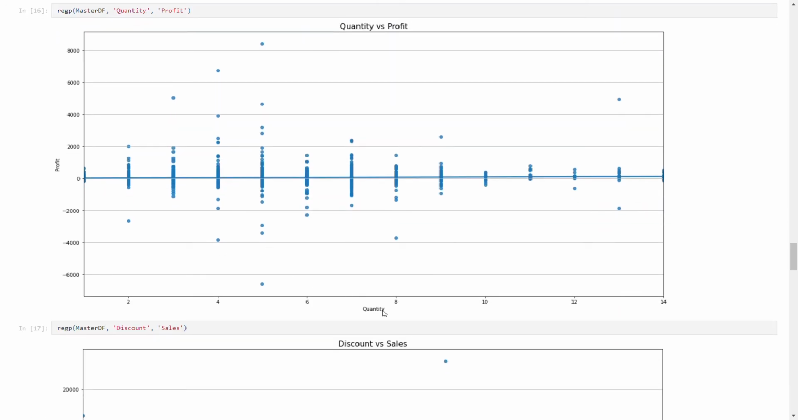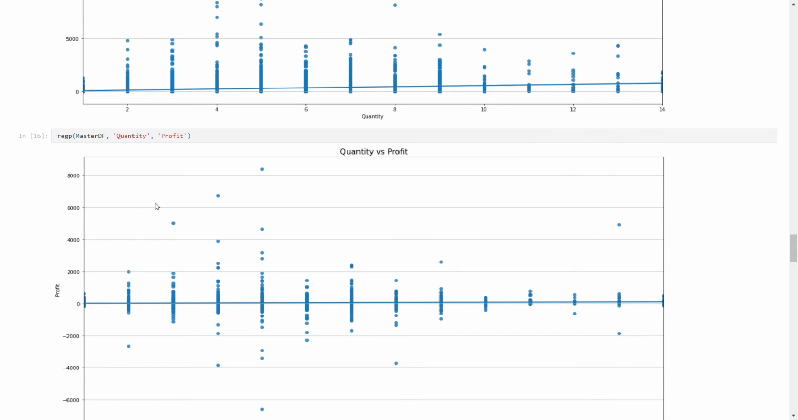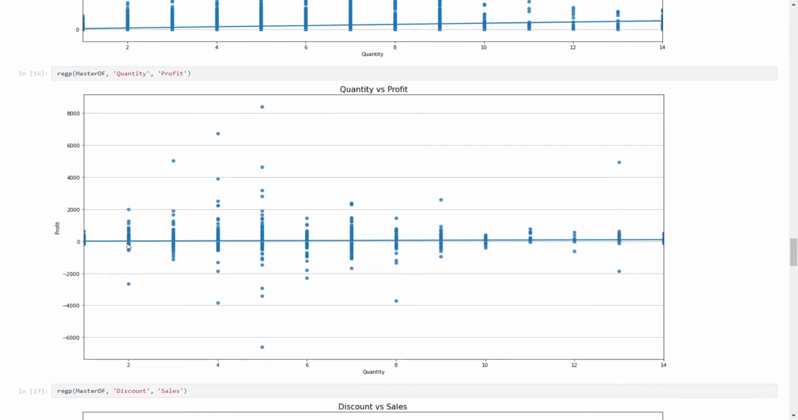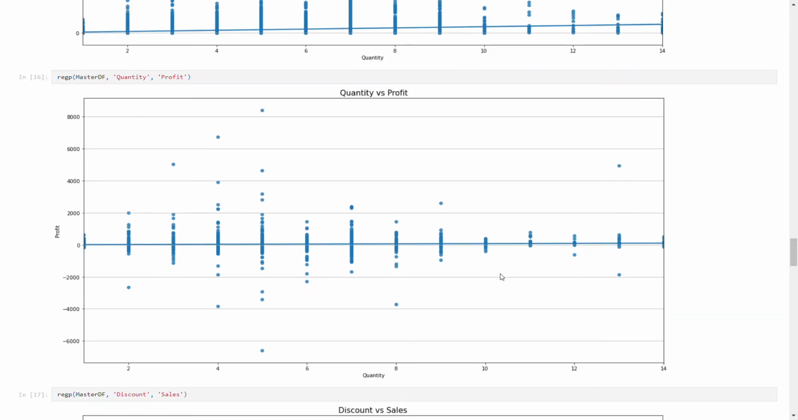Next is the profit and the quantity. Now if you see the profit and the quantity, it's going almost near the zero line. So if the quantity is increasing, profit is increasing, but yes, it increases very slightly. And we can see in the plot also that it's not a very huge difference.